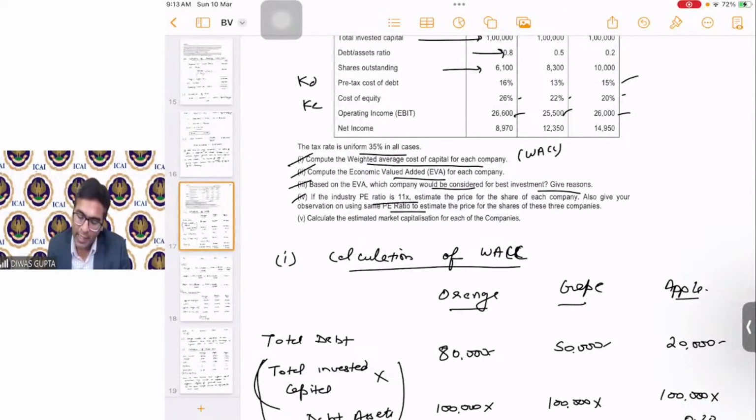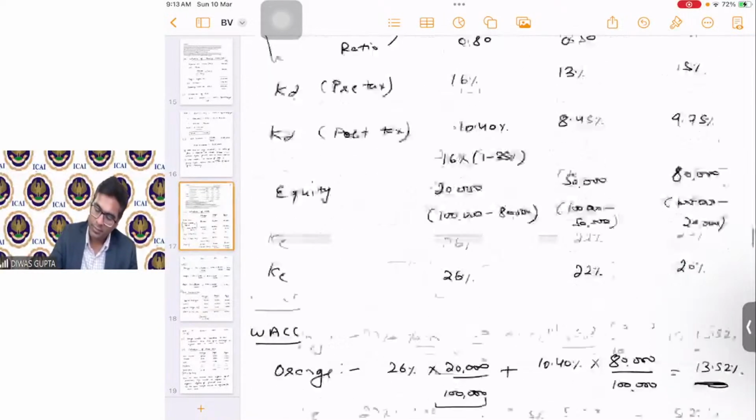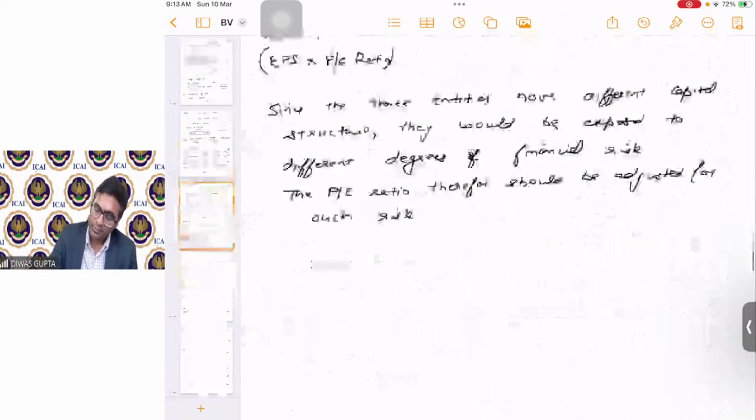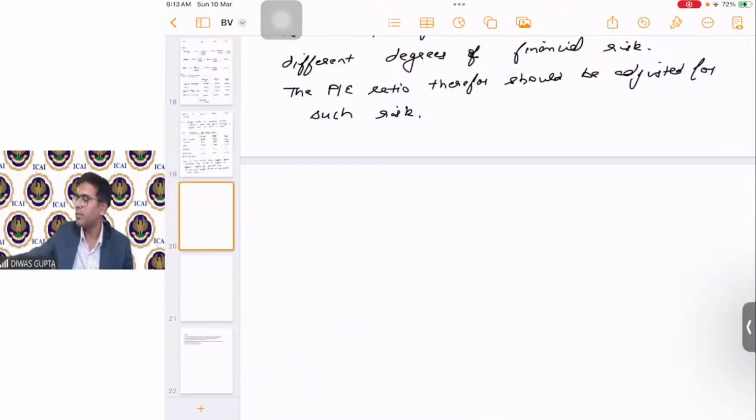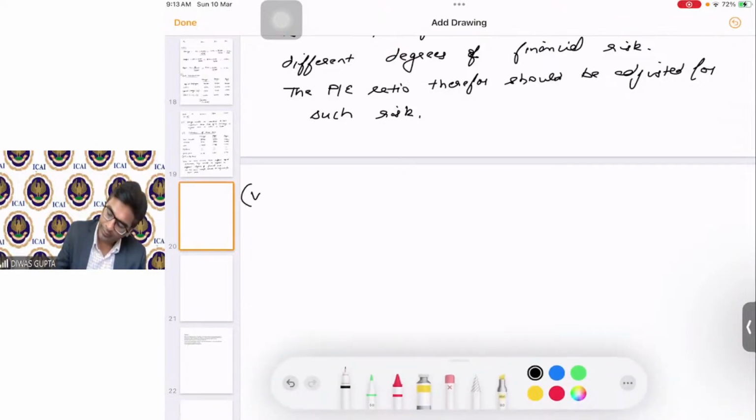Now, next part: calculate the estimated market capitalization of each of these companies. They're asking us to calculate the market capitalization, which is simple. We already have the market price per unit, and we have the number of shares, right? Then we can compute the market cap.